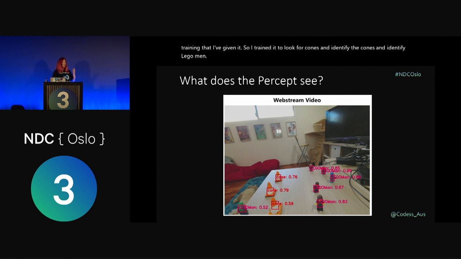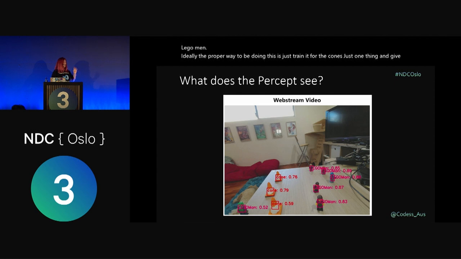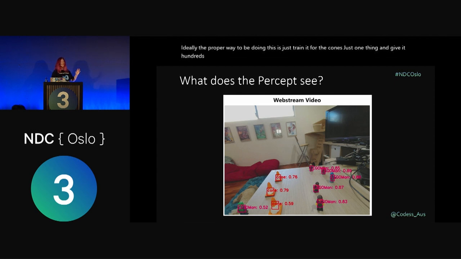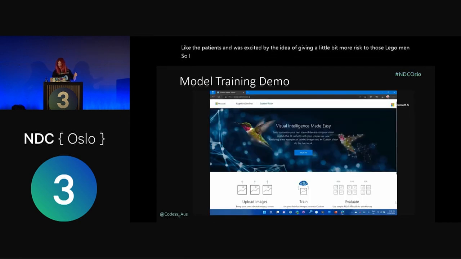Ideally, the proper way to be doing this is just train it for the cones, just one thing, and give it hundreds of thousands of images of that one thing in different scenarios. That's what a proper data scientist would do. I, however, lack the patience and was excited by the idea of giving a little bit more risk to those Lego men. So I have been more reckless.